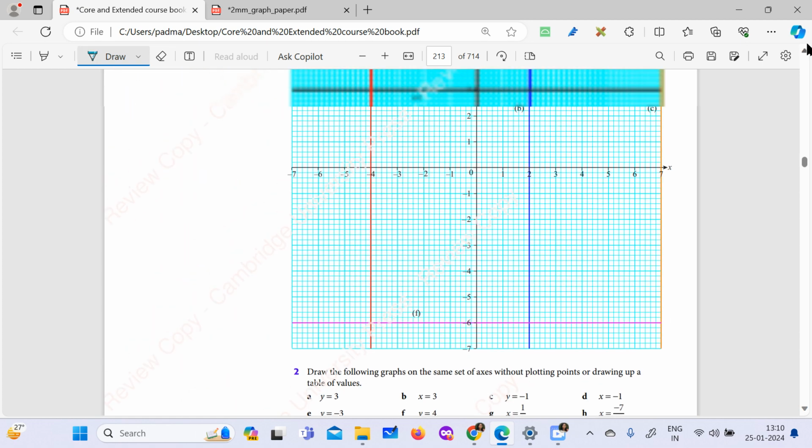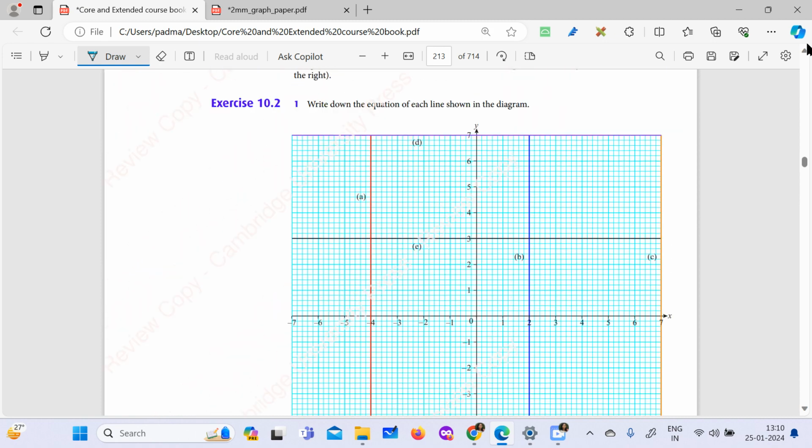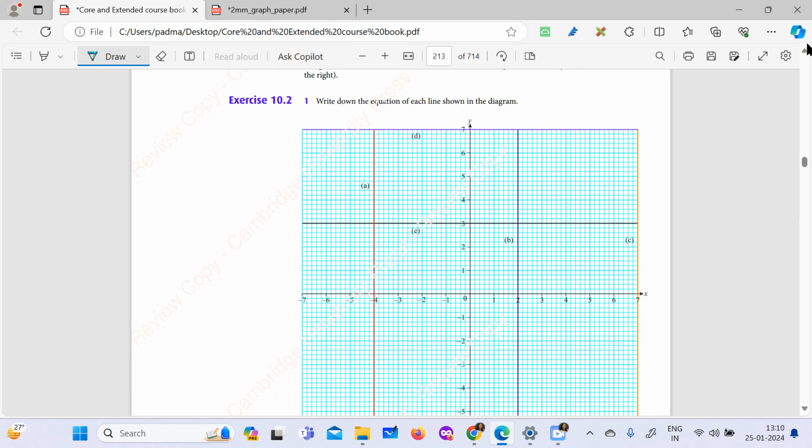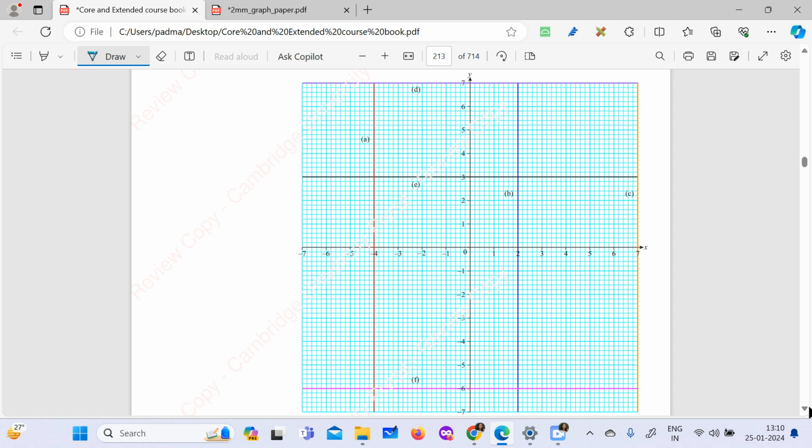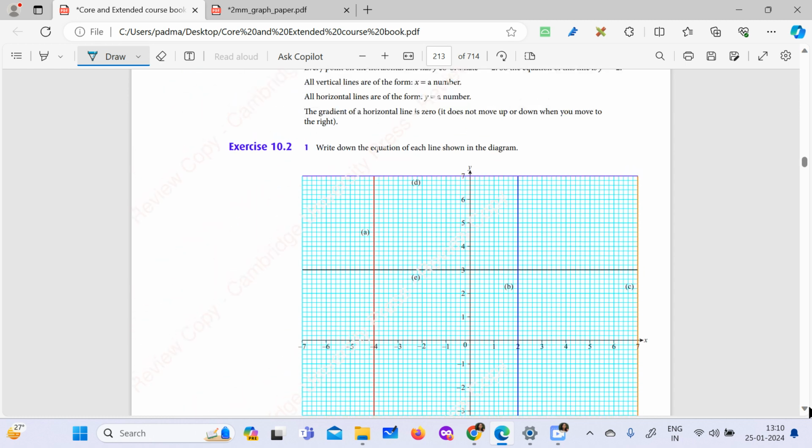You can see here so many graphs are there on the same axis. Let's try to solve this. It says, write down the equation of each line shown in the diagram. Let's start with A. Here you can see the red line. This is A, the red line.